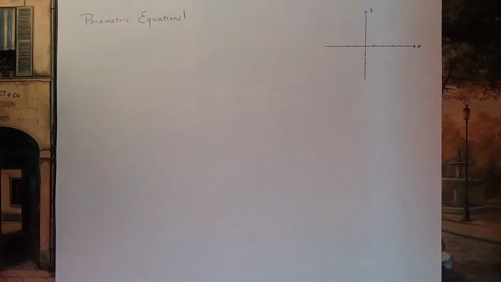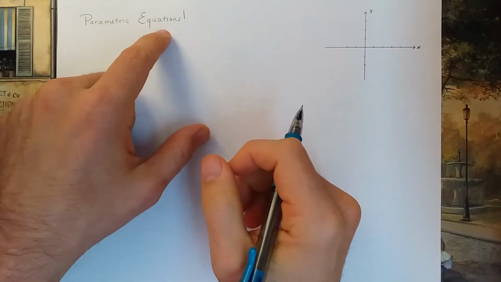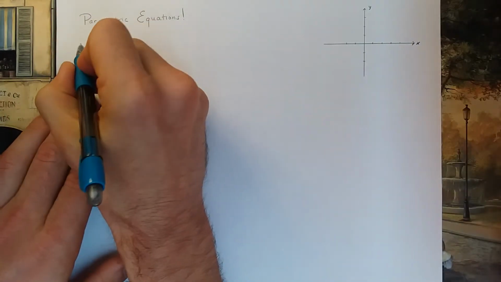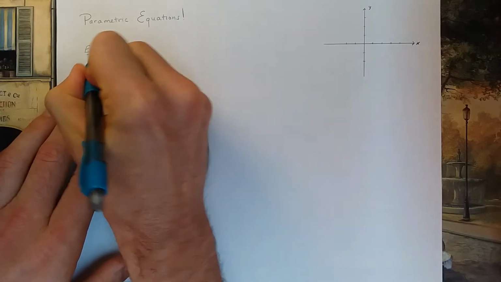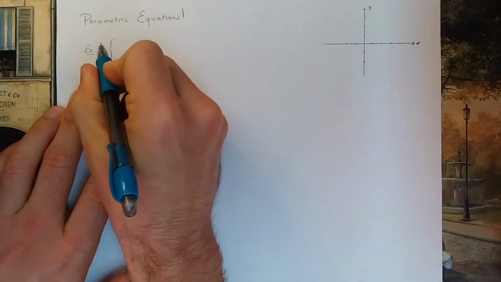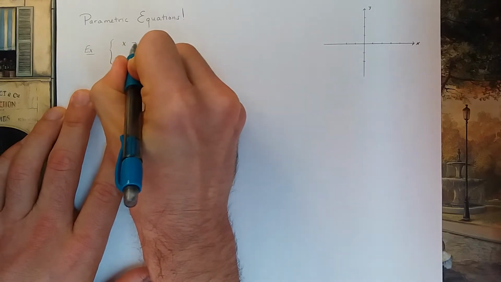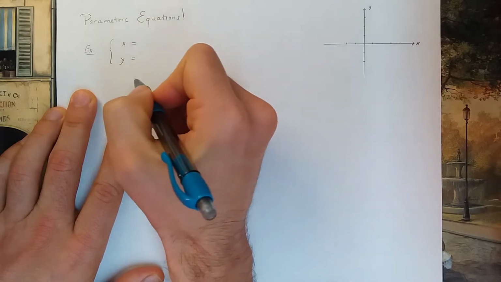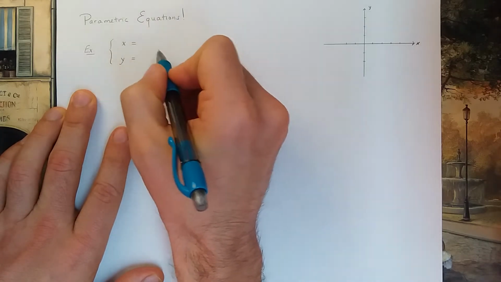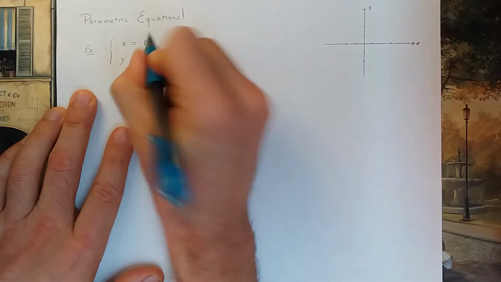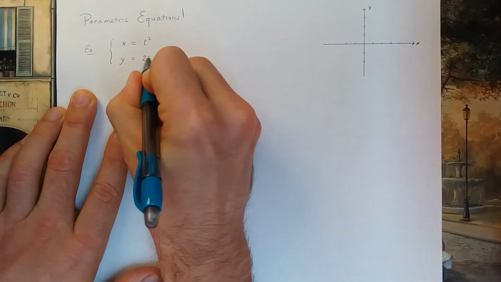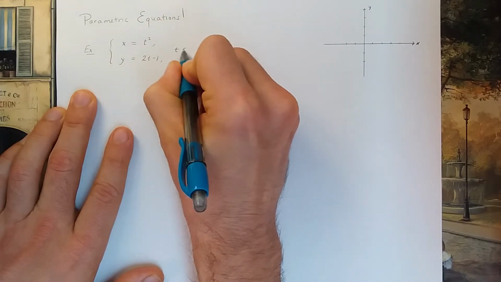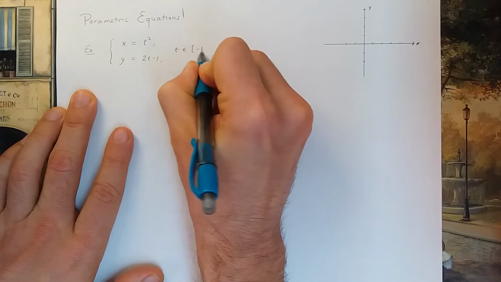All right, let's start with a brand new topic, parametric equations. So let me start with an example of what a parametric equation could be. A parametric equation will have two equations, an x equation and a y equation, and both x and y will involve a parameter t. So x will be t squared in this example, y will be 2t minus 1, and t is going to take values in between -1 and 2.